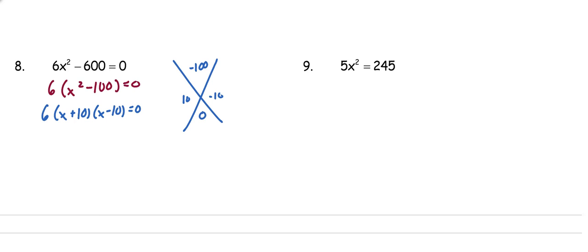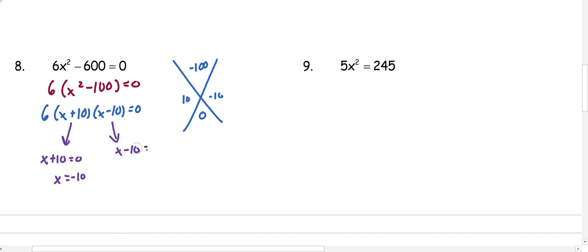Now, because 6 does not have an x, we're going to ignore it when we do zero product properties. So we're just going to say x plus 10 equals 0, and we can subtract 10 from both sides, and we get x equals negative 10. In the other equation, we can add 10 to both sides, so x is positive 10.